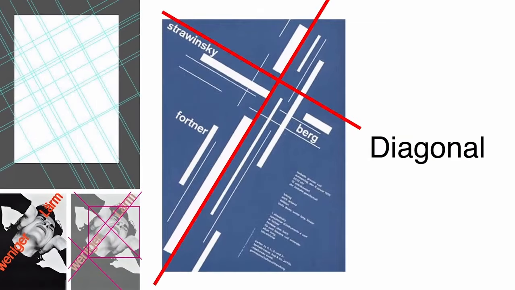Now, let's venture into more dynamic territory with diagonal grids. Diagonal grids introduce an element of energy and movement into designs. They break away from traditional vertical and horizontal lines.